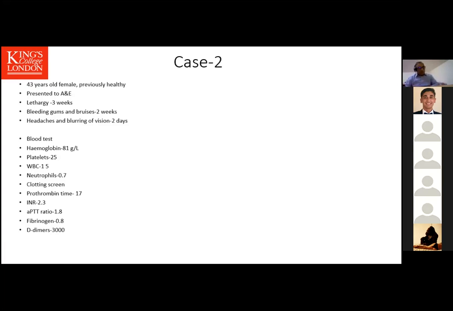I'm reiterating this. So what's happening here? A young lady with headache. Why am I saying headache? Can anybody quickly say why headache is important? Anyway, the patient has got coagulopathy, right?